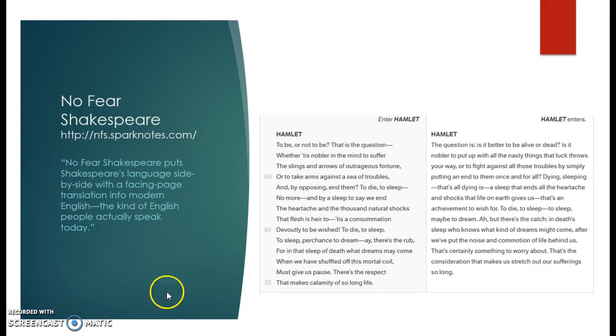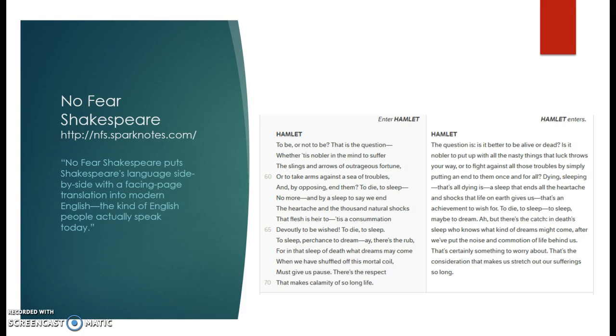Like it says on the website, No Fear Shakespeare puts Shakespeare's language side by side with a facing page translation into modern English, the kind of English people actually speak today. So it's a really great tool. It's a great resource for anybody who's having to read Shakespeare and is struggling with the language.